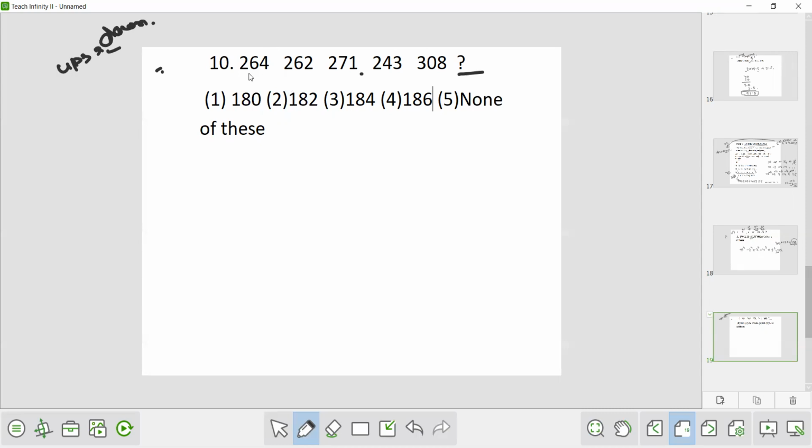So here, how do you reach 262 from this 264? You subtracted 2 over here. Then from 262 to 271, what is getting added? 9 is getting added over here. Then 271 and 243, what is getting subtracted? 28 is getting subtracted. Then 243 and 308, what is getting added? So plus 65 is getting added. Now look at the rule: minus 2, plus 9, minus 28, plus 65. So this is also one special type of rule.